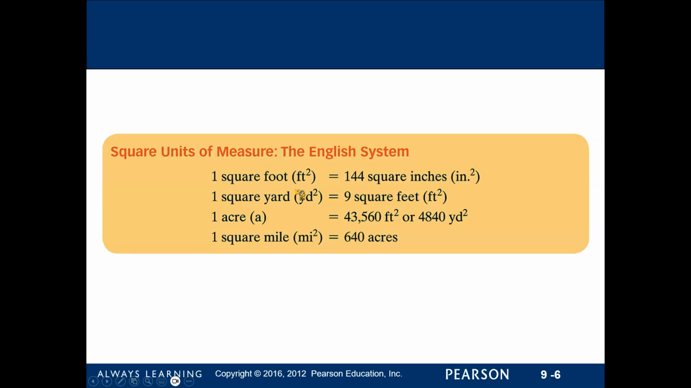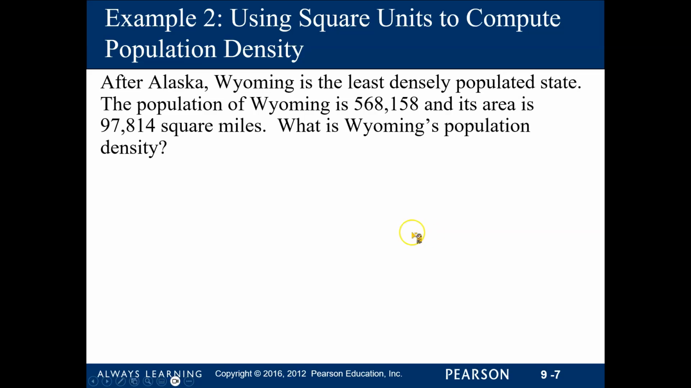All right, so these are some of the values when converting English system units to each other. So we have the square foot to square inches, square yard to square feet, acre, which is represented by A, to either square foot or square yard, and then the square miles to acres as well. Okay, so let's have a scenario here.